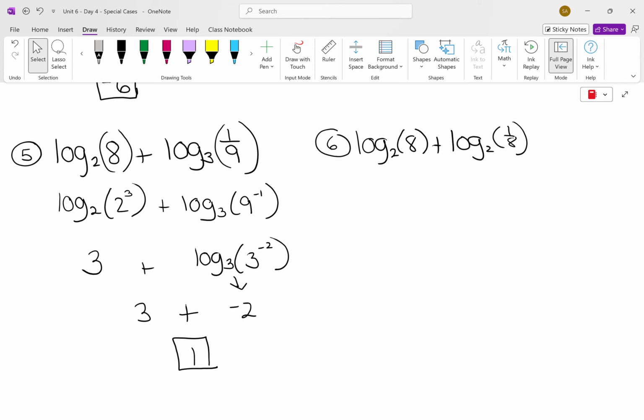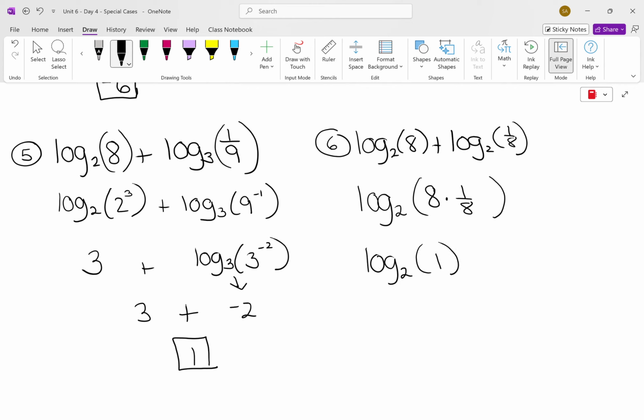For number 6, I can condense it into 1 log. How come for number 6 I'm able to condense it down to 1 log, but for number 5 I wasn't able to? Different bases. Good. In number 5 they have different bases, but in number 6 they have the same bases. So I can absolutely condense this down to 1 log. So this is going to be log base 2. And then what am I going to do with the arguments? Multiply them. 8 times 1/8. What's 8 times 1/8? 1.